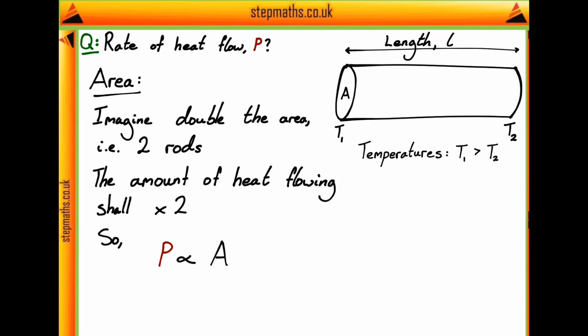If it was inversely proportional, then we would expect the opposite. A really large area, or lots and lots of rods, would mean a really small amount of heat flow, which wouldn't make any sense.